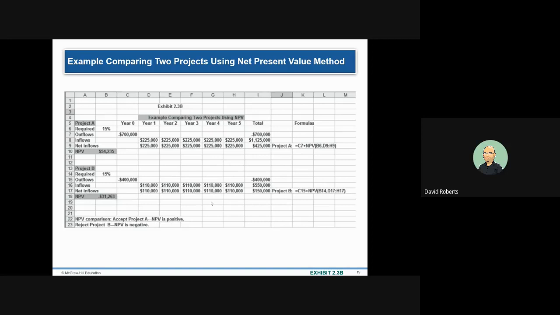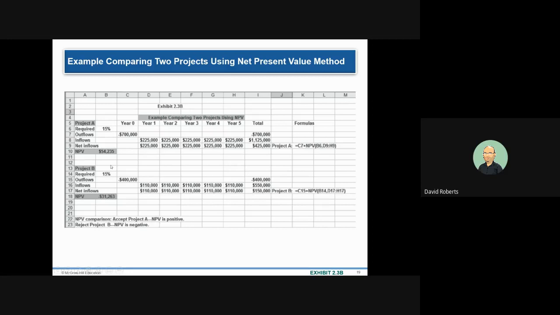When you work in industry, there'll be people who do this. Your finance and accounting people actually do the numbers. But you need to know what the heck they are. What does it mean? So in this particular case, based on the net present value, what that means is you calculate all the money and you put it in today's dollars.